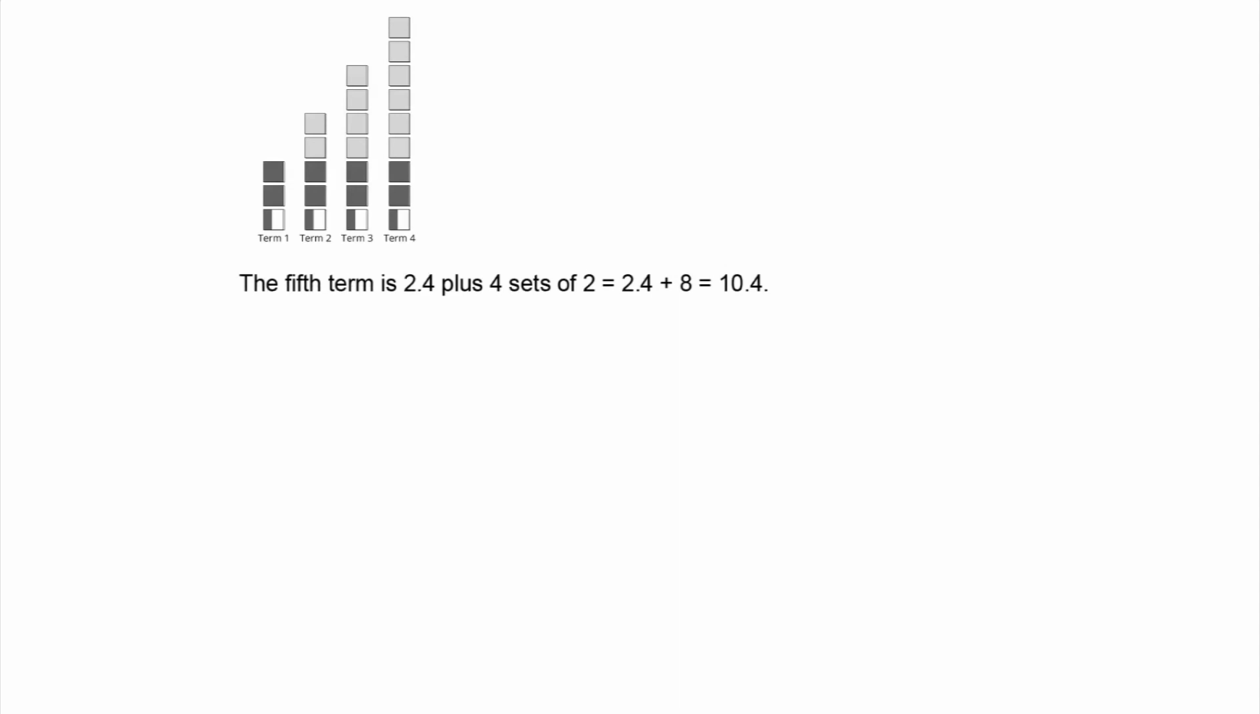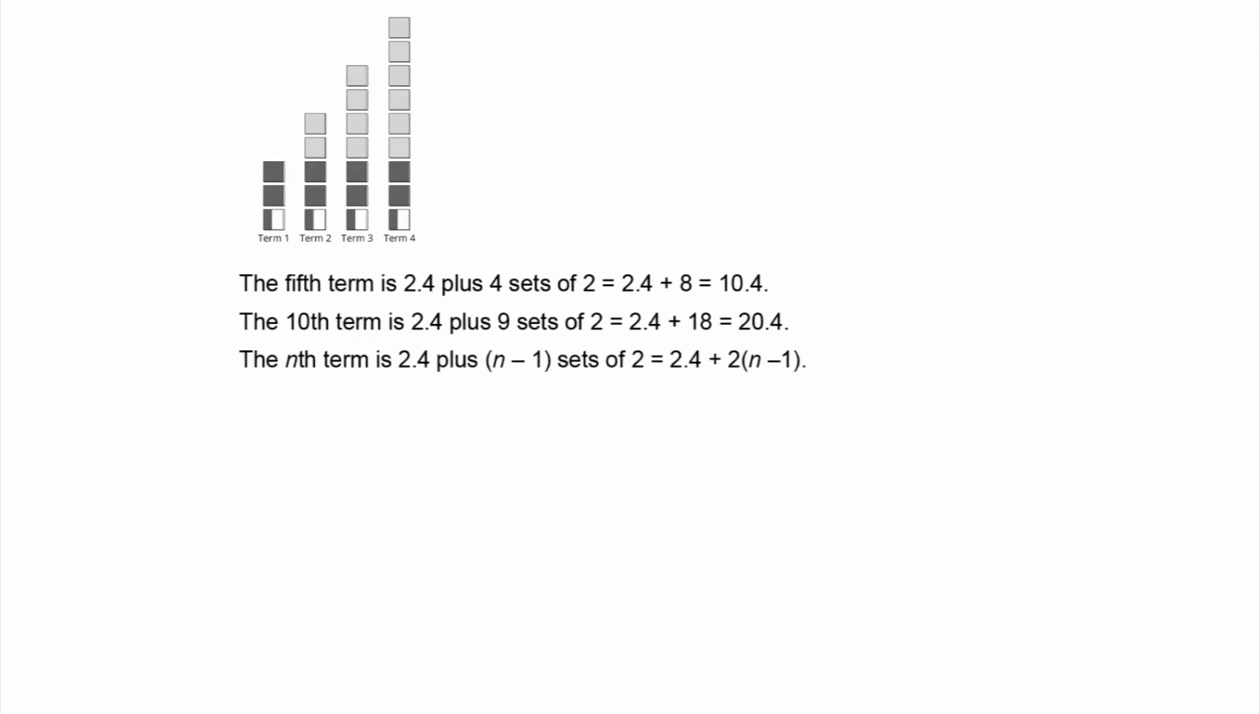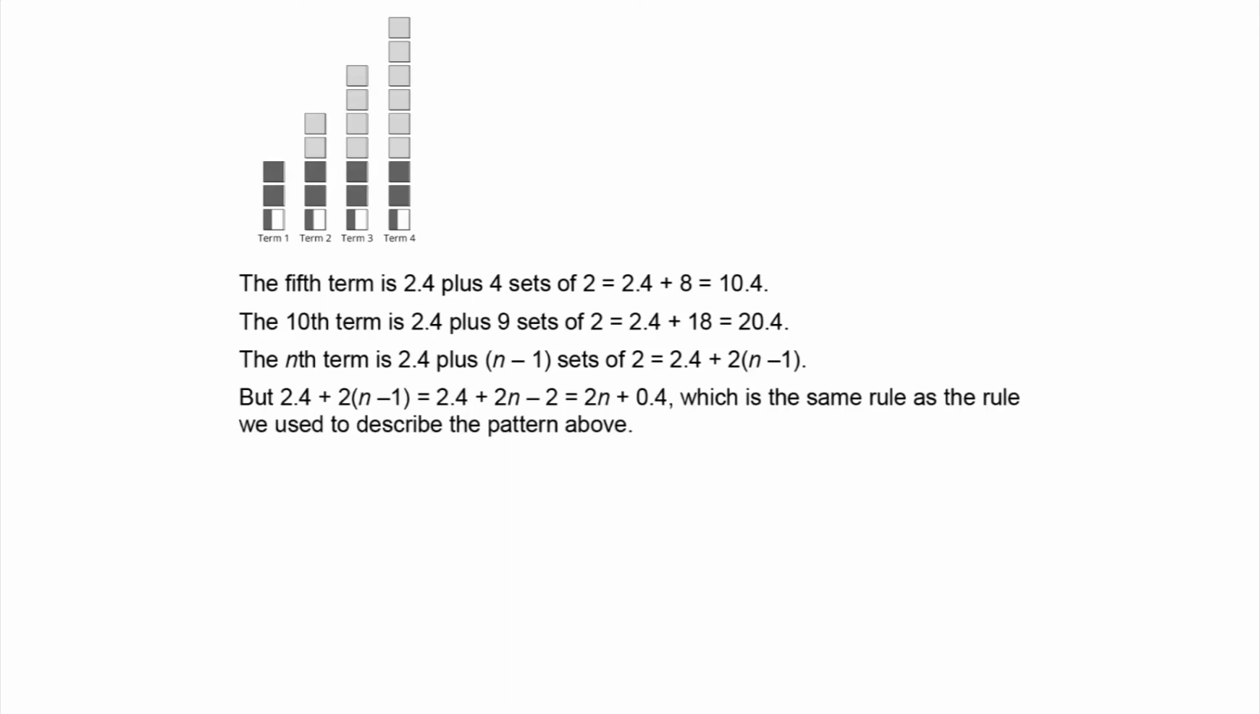So the 5th term is 2.4 plus 4 sets of 2, or 2.4 plus 8. The 10th term is 2.4 plus 9 sets of 2, or 2.4 plus 18. The nth term then is 2.4 plus n minus 1 sets of 2, which is equal to 2.4 plus 2 times n minus 1. But 2.4 plus 2 times n minus 1 is equal to 2.4 plus 2n minus 2, which is equal to 2n plus 0.4, which is the same rule as the rule we used to describe the pattern above originally.